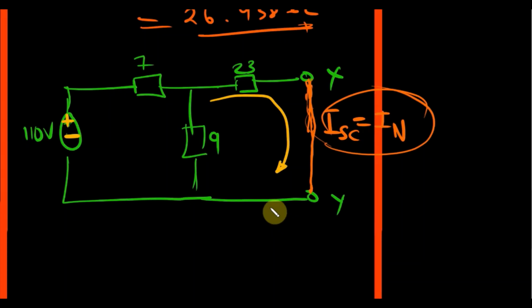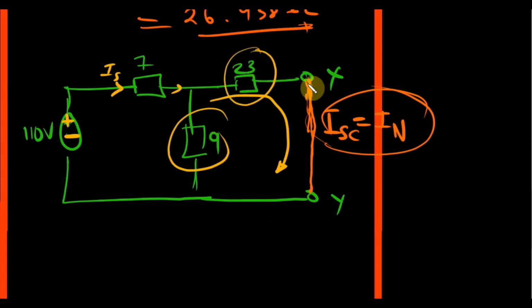Okay. In order to do that, we would need to know what the current here is, or we can even use voltage divider. So let's combine these two resistors, this one and this one. Since we have short circuited this one, they are now connected. This is now a connection.